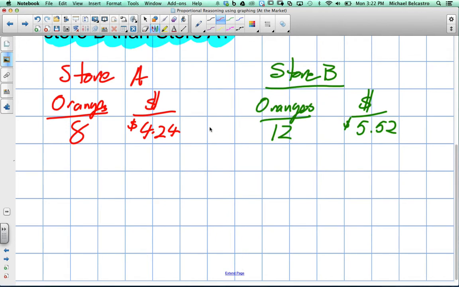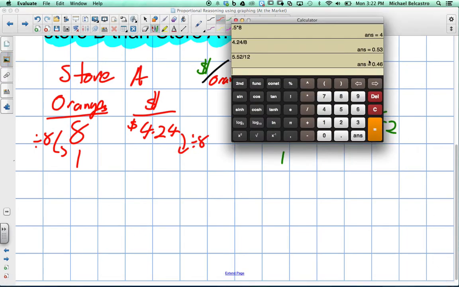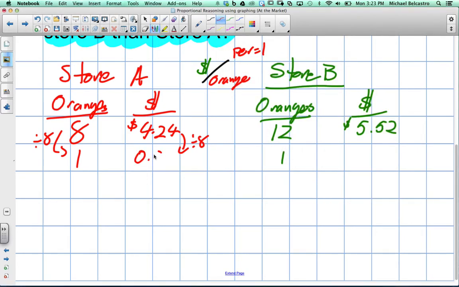So first we're going to reduce this to a unit rate, and we're going to use a rate of per orange since oranges are an independent variable. So in other words, it's going to be dollars per orange. Okay, and this line meaning per means we need to reduce the oranges to the value of 1. So we want oranges to be 1 in both these cases. To reduce oranges to 1 in store A, we need to divide by 8, so we'll divide our cost by 8 also. We'll take a calculator to find this. $4.24 divided by 8 gives us 53 cents. So it costs 53 cents an orange at store A.